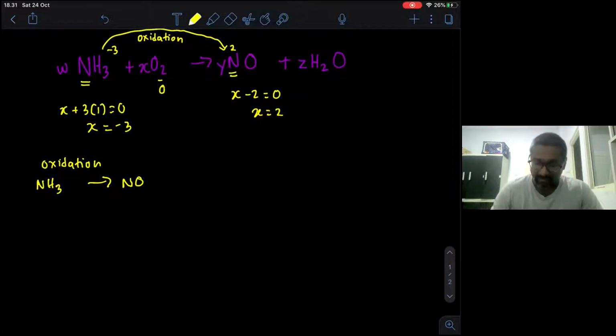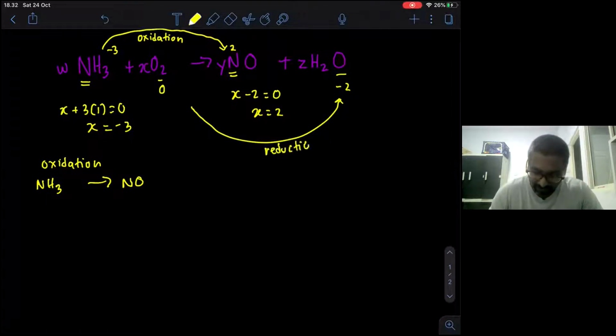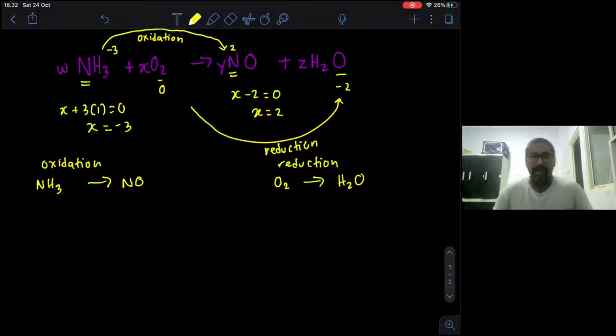In element form, it is going to be 0 oxidation number. This is going to be -2. So you can see from here to here, a decrease in oxidation number. So this one is going to be reduction, and I will write down that this is going to be reduction. So using the oxidation number, I found out which one is oxidation and which one is reduction. So I will write down the reactions that I will get.